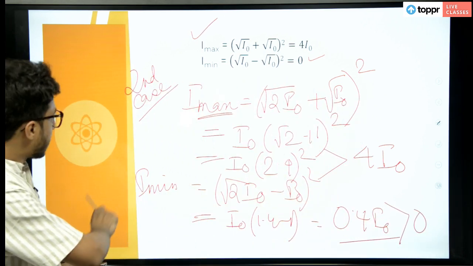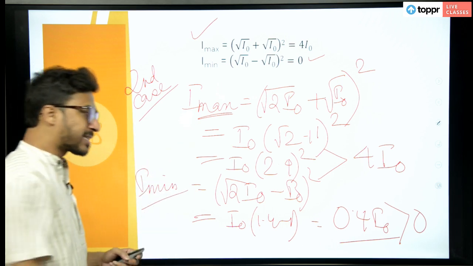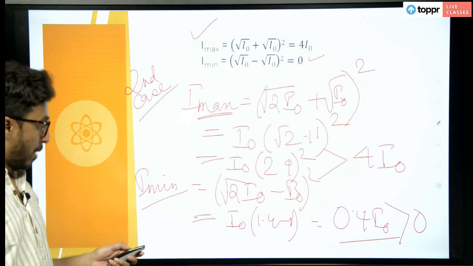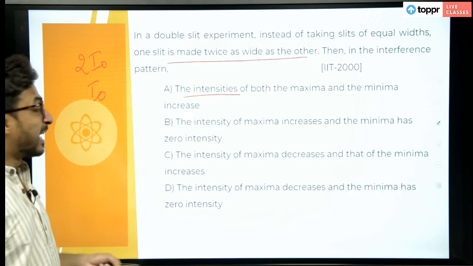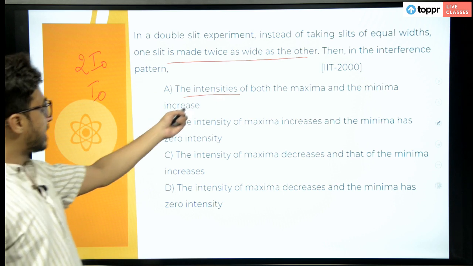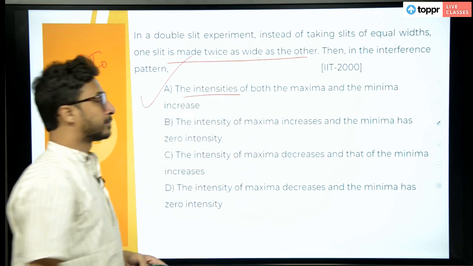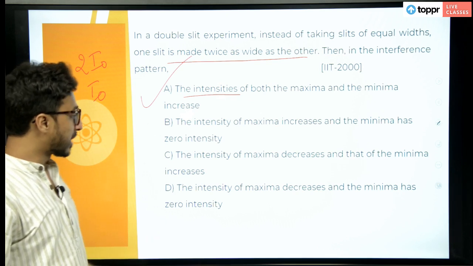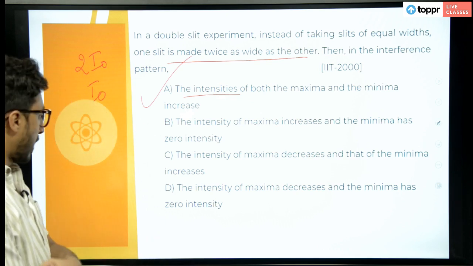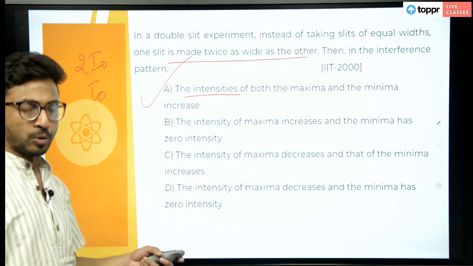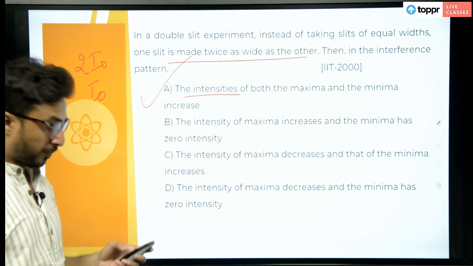So the intensity of the maxima as well as the minima both have increased, right? And hence the answer will be the intensities of both the maxima and the minima increase. Clear? If you check the other answers, nothing is correct. The intensity of maxima decreases, minima has zero intensity, no. So this is the only answer. Okay.